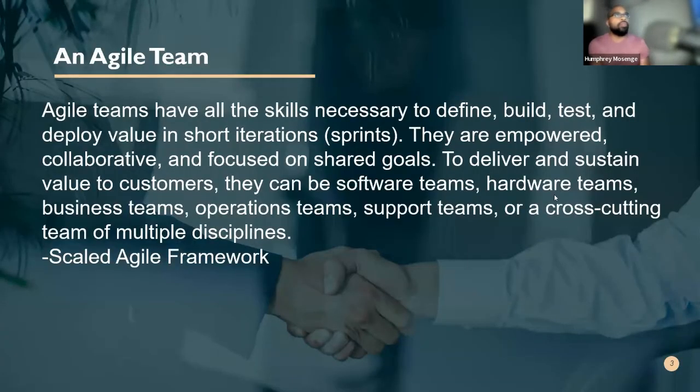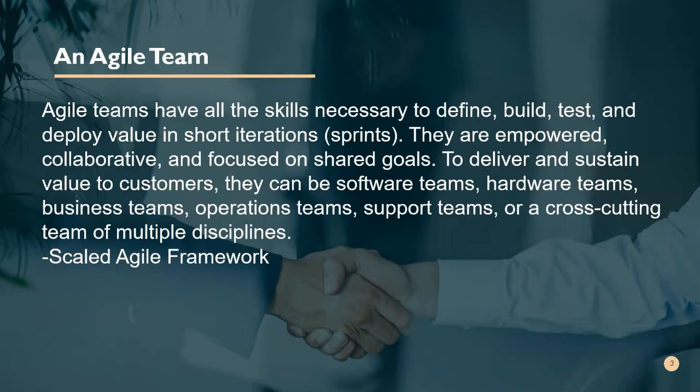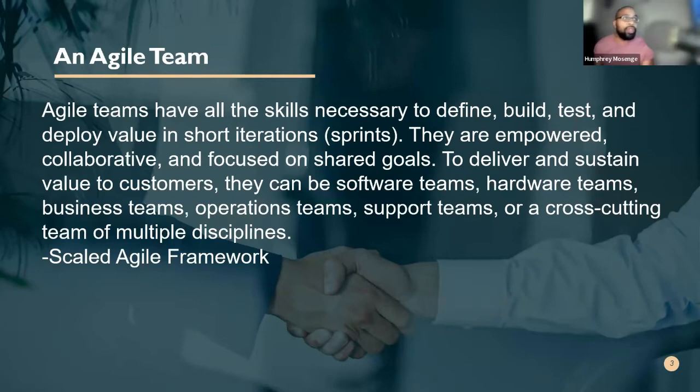So here's one definition of an Agile team, and this is from the Scaled Agile Framework. Agile teams have all the skills necessary to define, build, test, and deploy value in short iterations. They call it iterations. You can also call it sprints. They're empowered, focused on shared goals to deliver and sustain value to customers. They can be software teams, hardware teams, business teams, operation teams, support teams, or cross-cutting teams of multiple disciplines, right? So this is where it gets kind of interesting. So you can actually deviate from this.